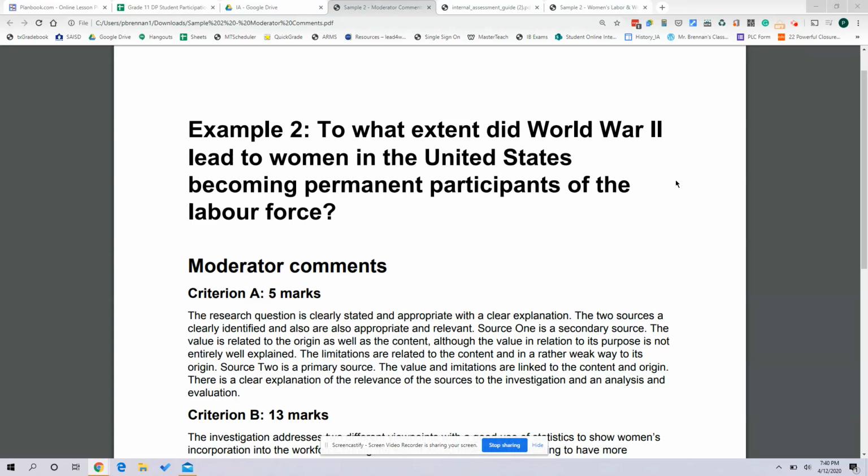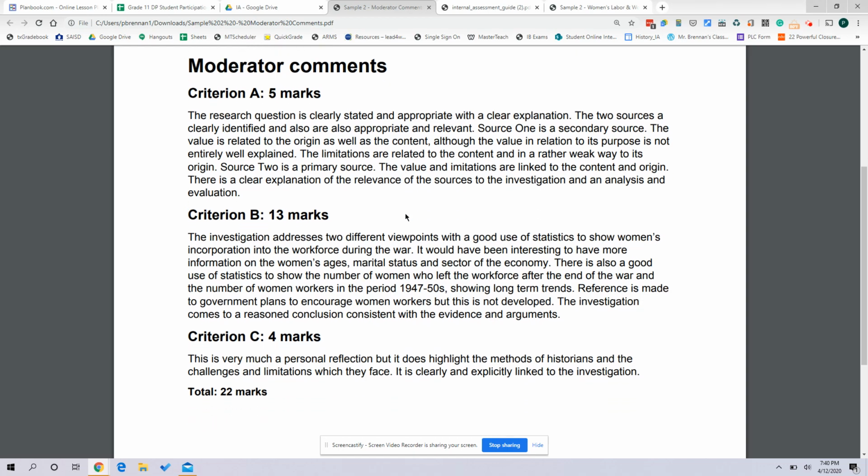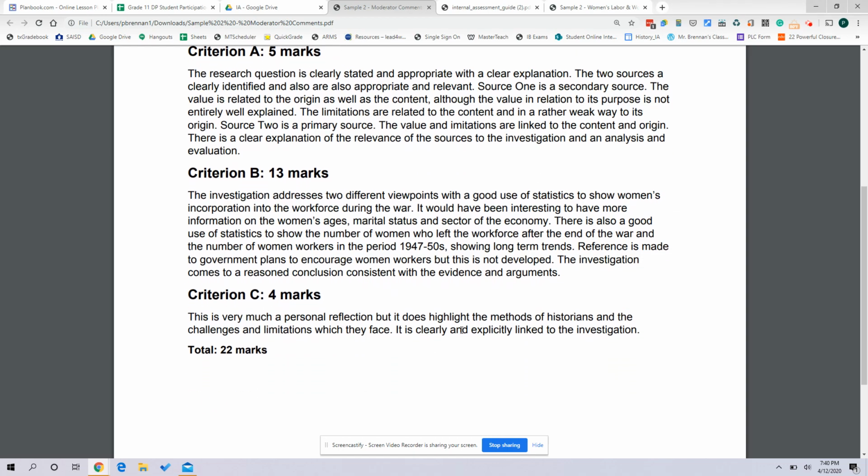Okay, so we're going to look at a sample here. This is taken from IB's resources, and we're looking at a research paper in which the student examined to what extent did World War II lead to women in the United States becoming permanent participants of the labor force. You can look through the other sections of the paper on your own time. What we're focused on is Criterion C, the third section of the paper.